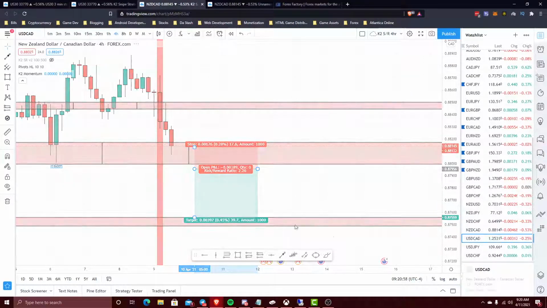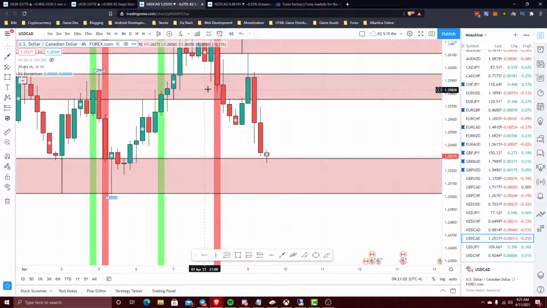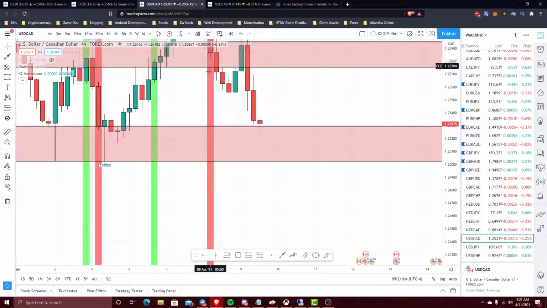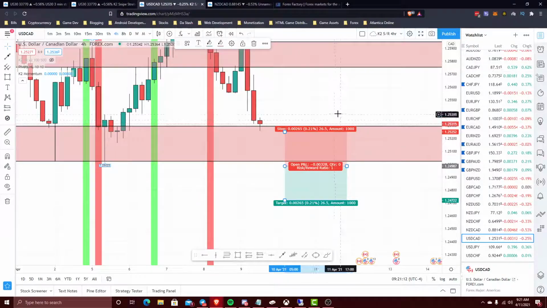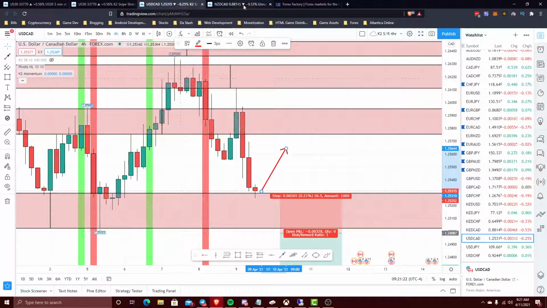So USD CAD, major news with USD this week. We still have this bearish signal. If it goes past this point, I may take a trade based off of whatever news we have this week. But like I said, right now the wick is bouncing off the zone, so it may just shoot back up. We don't know just yet.